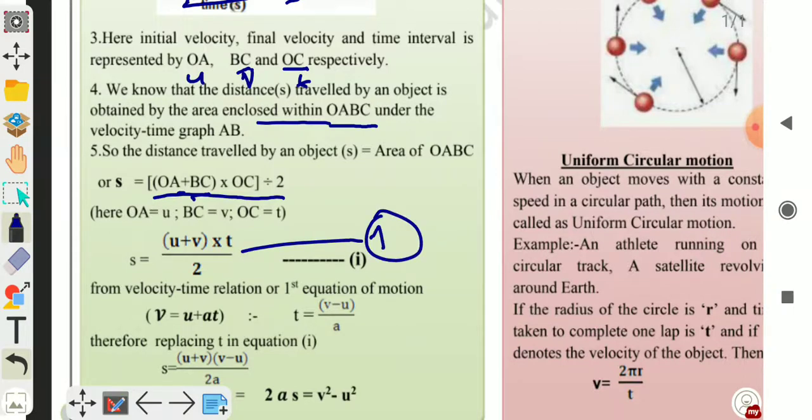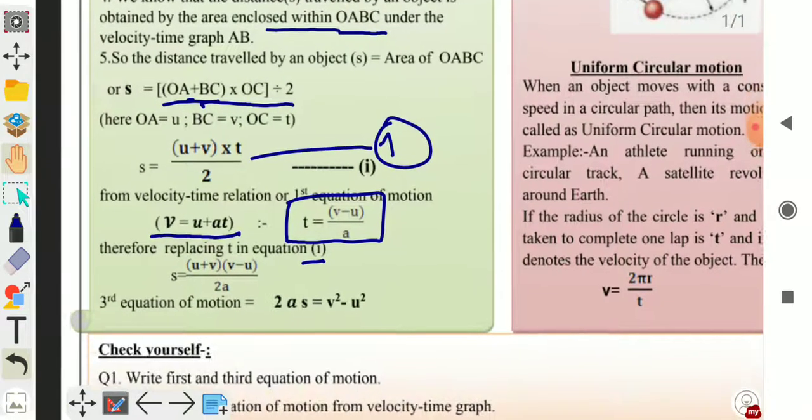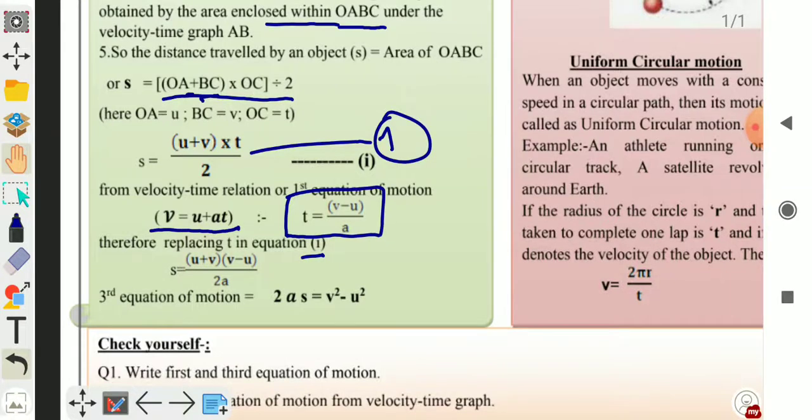Now from the velocity time relation, or first equation of motion, v equals u plus at. So t will be equal to (v minus u) upon a. This we get from the first equation. Therefore, replacing t in equation 1, we will replace the value of t by this relation. Then we will get s equals (u plus v) within bracket and in the second bracket (v minus u) upon 2a.